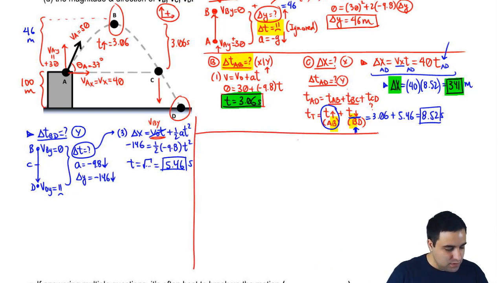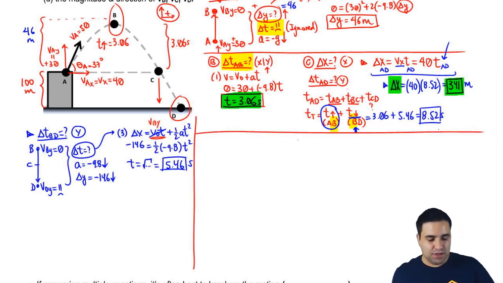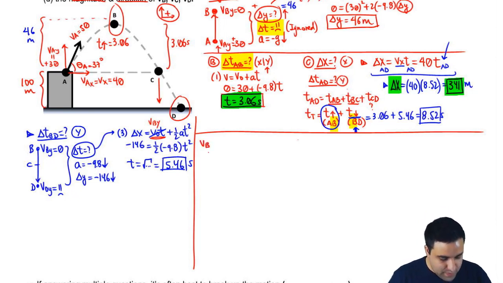Make a little space here. And now we're going to go to part D. Part D asks for the magnitude and direction of the velocities at point B, C, and D. Okay, so first VB. Remember, the velocity vector is tangent to the path, so it looks kind of like this. So at VB, which is your highest point, VBY is always going to be 0. And VBX, remember, the velocity in the x-axis never changes, so VBX is just Vx. It started at 40, continues at 40.